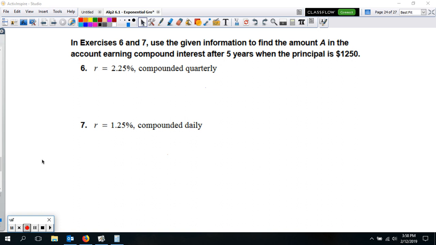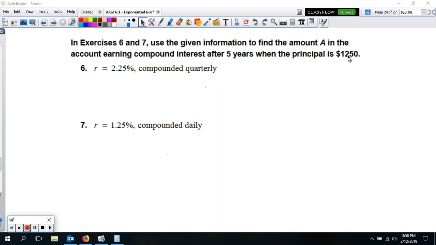Okay, so we're almost done. We just have these 2 problems left to do. We're going to use our compound interest formula. It says use the given information to find the amount A in the account earning compound interest after 5 years when the principal is $1,250.